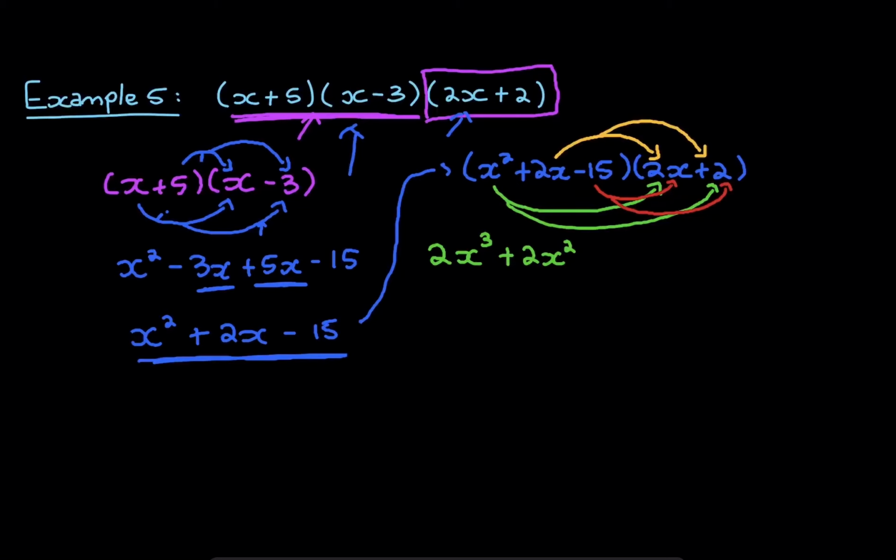Okay, then you get 2x times 2x, you get plus 4x squared, because 2 times 2 is 4, and x times x is x squared, right? Then 2x times 2 will give you plus 4x, right? And then the final part, negative 15 times 2x, you get negative 30x. And negative 15 times 2, you get negative 30. Okay, so these are all the values you get after expanding the bracket.